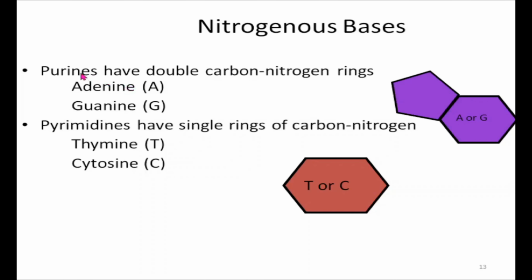Nitrogenous bases. There are 2 major types: purine bases and pyrimidine bases. The purine bases are adenine and guanine, and purines have double carbon-nitrogen rings. There are carbon and also nitrogen, that is why they are called nitrogenous bases. The rings are 2: one ring and the other ring. And pyrimidines have single rings of carbon and nitrogen. Thymine and cytosine are the pyrimidine bases. This is only one ring.